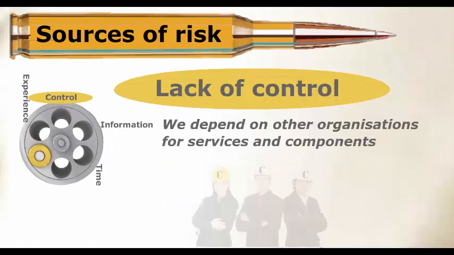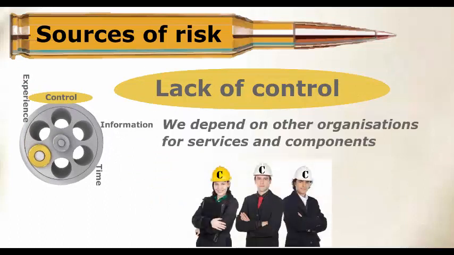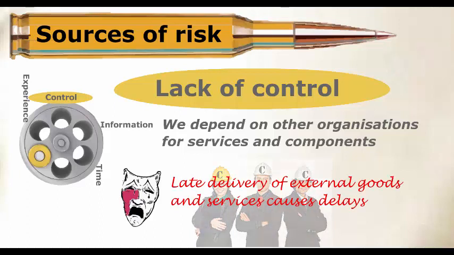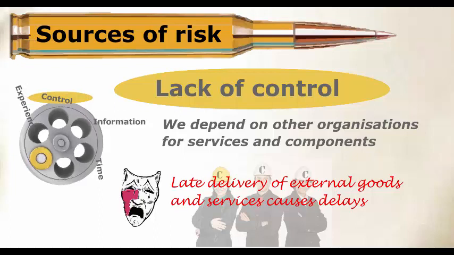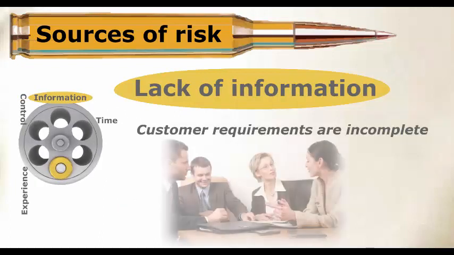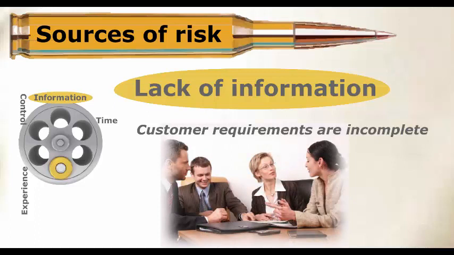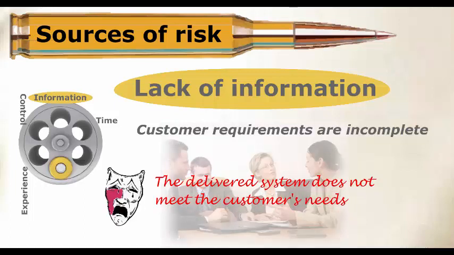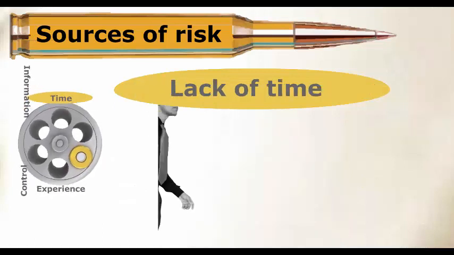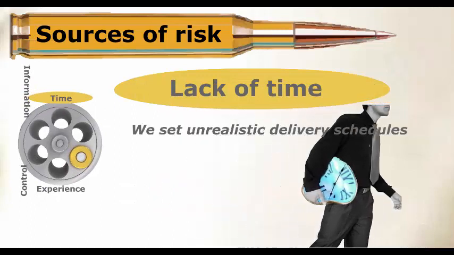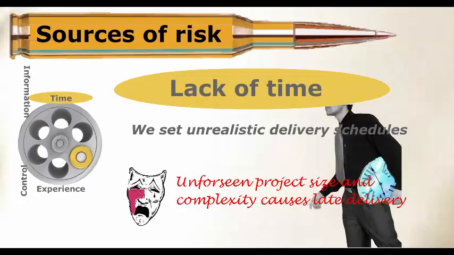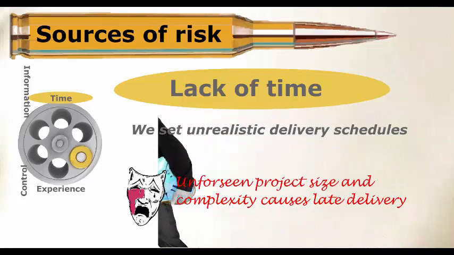When we contract development services or purchase components from external suppliers, we give up direct control of delivery schedules. This can expose us to late delivery of the integrated system. With critical activities such as requirements capture, we depend on external organizations for information. For example, we depend on the customer for a complete and correct statement of requirements. Incomplete requirements can result in the delivered system not meeting the customer's needs. Our projects are chronically time poor because we set unrealistic delivery schedules. This is often the result of underestimating the effort needed to deal with project size and complexity.